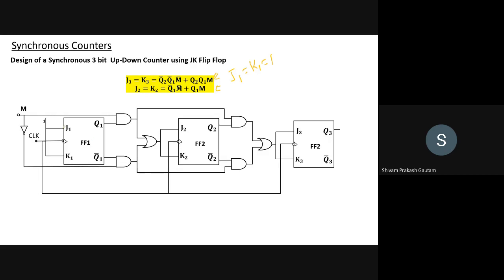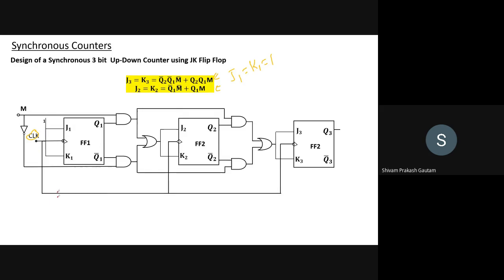Now let us first start with designing a flip-flop. So we have designed 3 flip-flops, 1 flip-flop, second flip-flop, and third flip-flop. Since this is synchronous, we have given the pulses at the same time, and this is a negative edge trigger, right? So you can see we are giving the clock here as well.